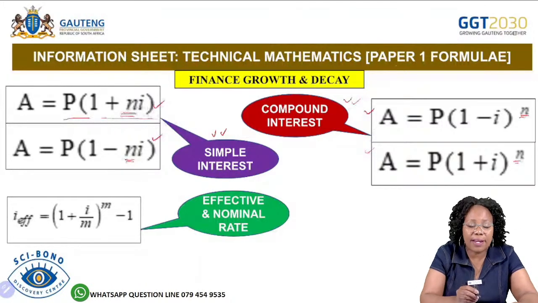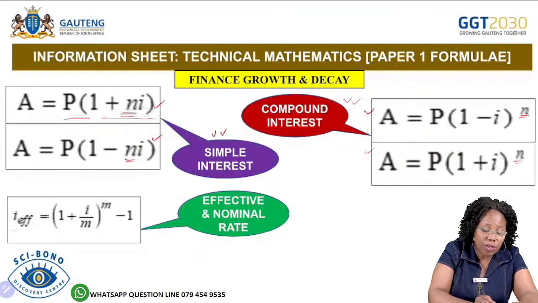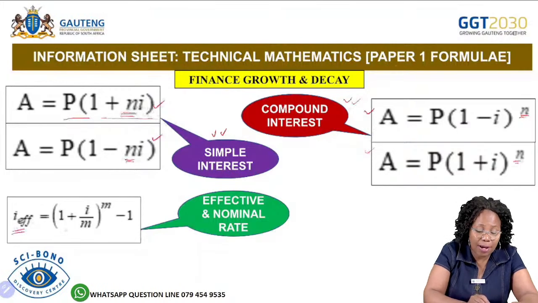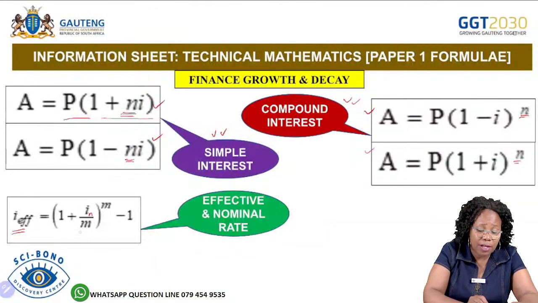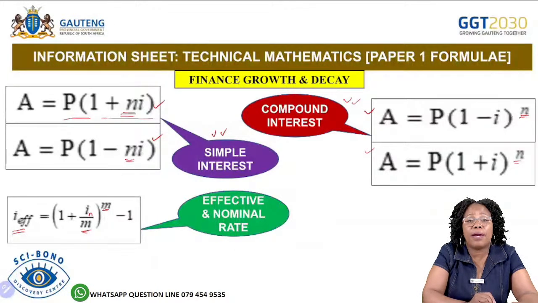Under finance, lastly, we have the formula for the effective rate. The effective rate is equal to 1 plus i nominal rate. The nominal is the actual interest that is given to you, over m here, and also exponent m. m is talking to the compounding. Compounded monthly, it will be 12, 12.